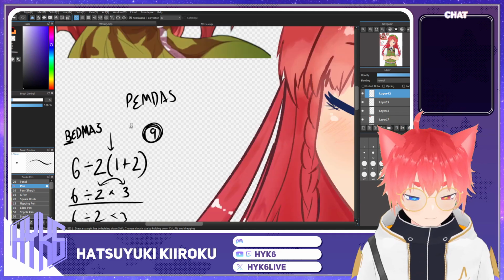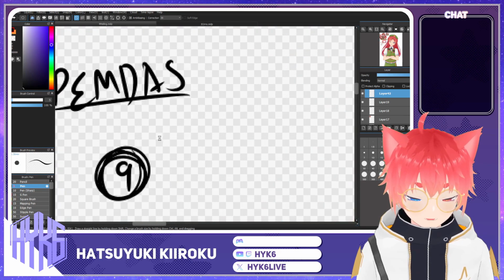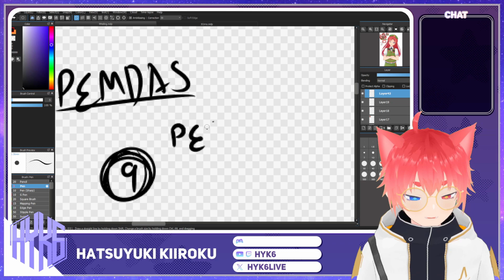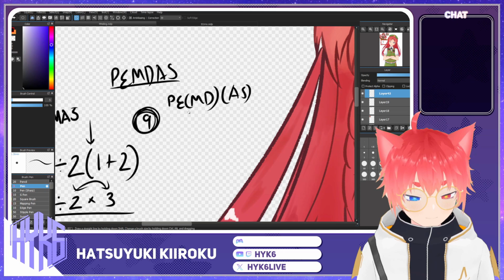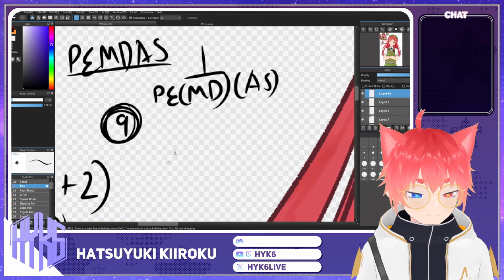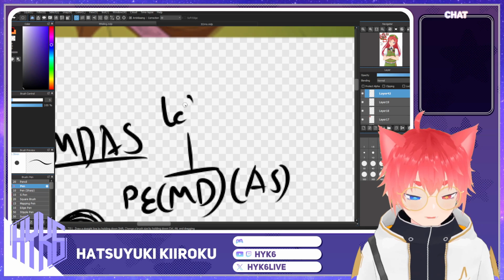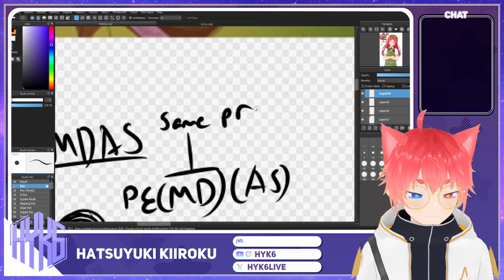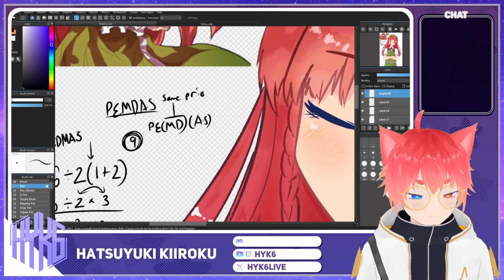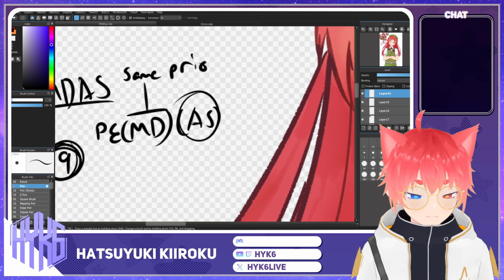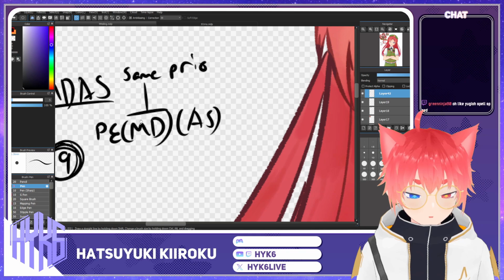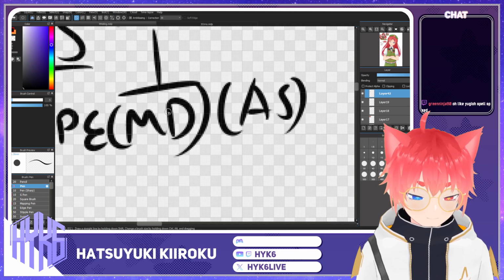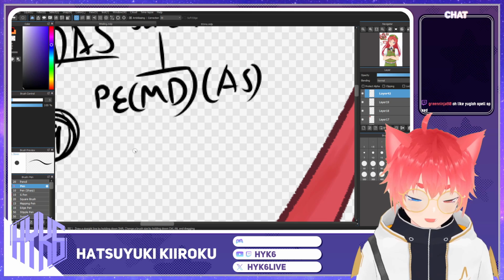You don't see PEMDAS as just PEMDAS. You see it as PE and then MDAS. They're the same, do it from left to right. They have the same amount of priority. Same with addition and subtraction, they have the same amount of priority. So instead of doing multiplication first, it's based off of left to right.